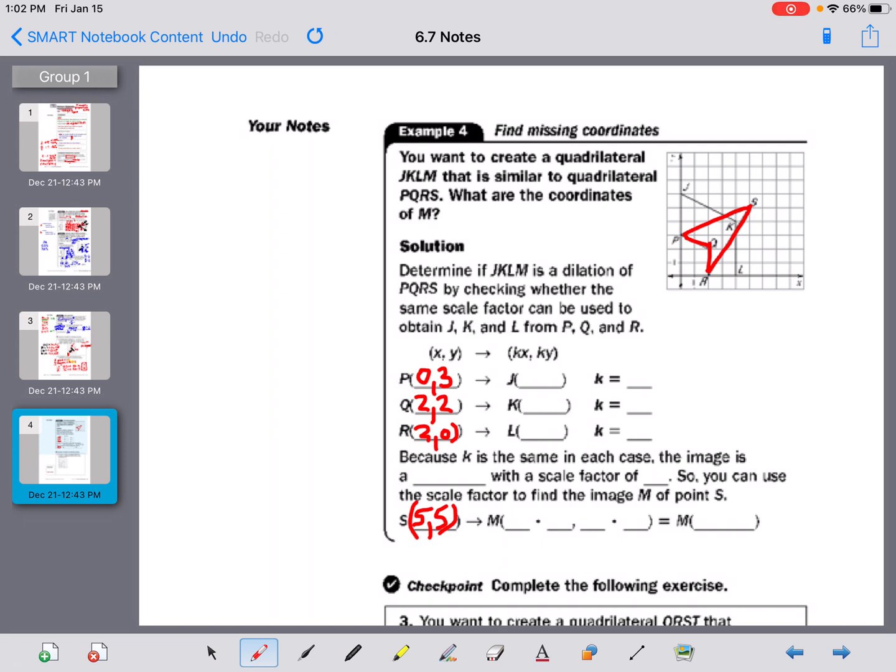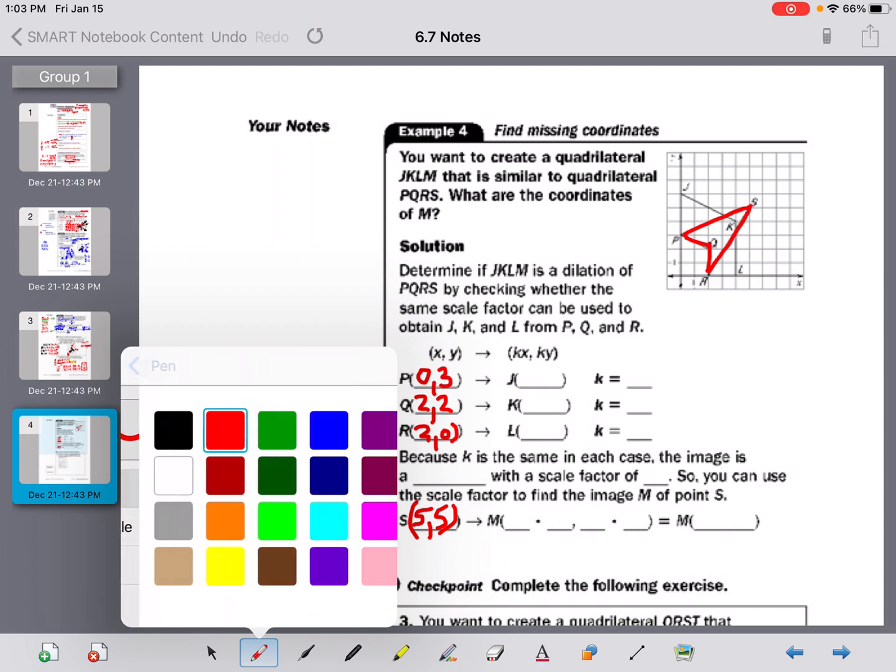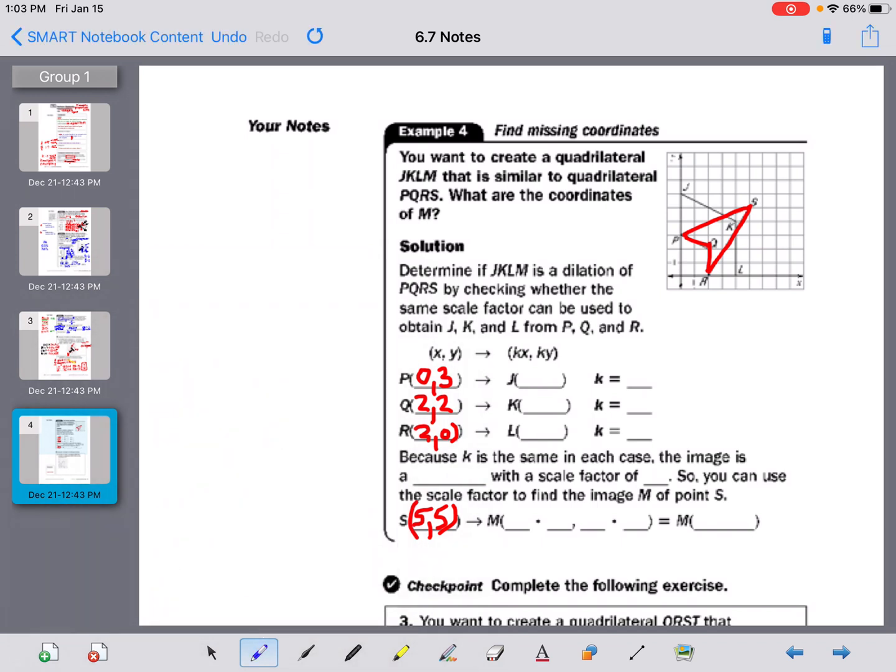Okay. Now, what looks like is happening is I have this new figure, JKL. I'm missing my last piece. It's out here somewhere, right? There should be something, but I need to figure out where to put it. Okay. So I'm definitely getting bigger. J is at (0, 6). K is at (4, 4).